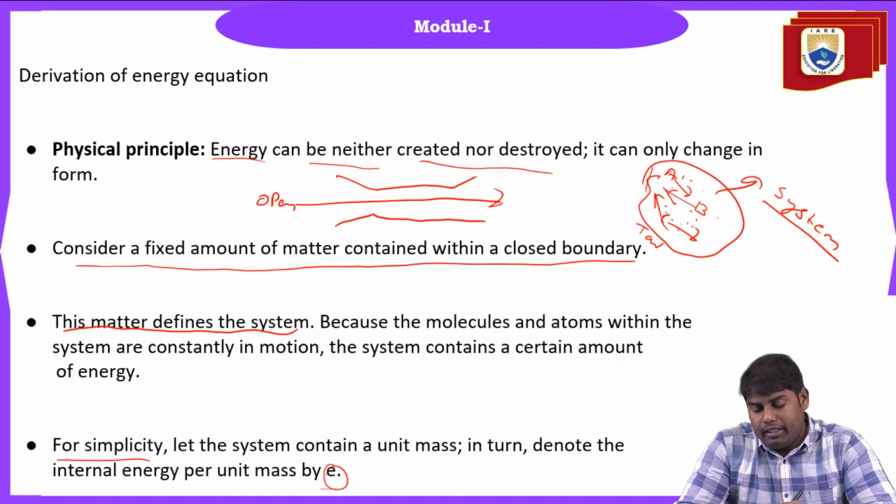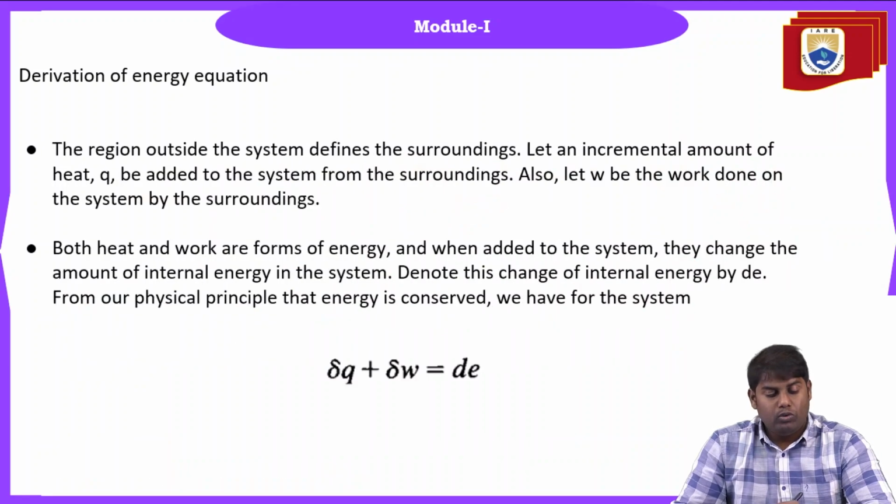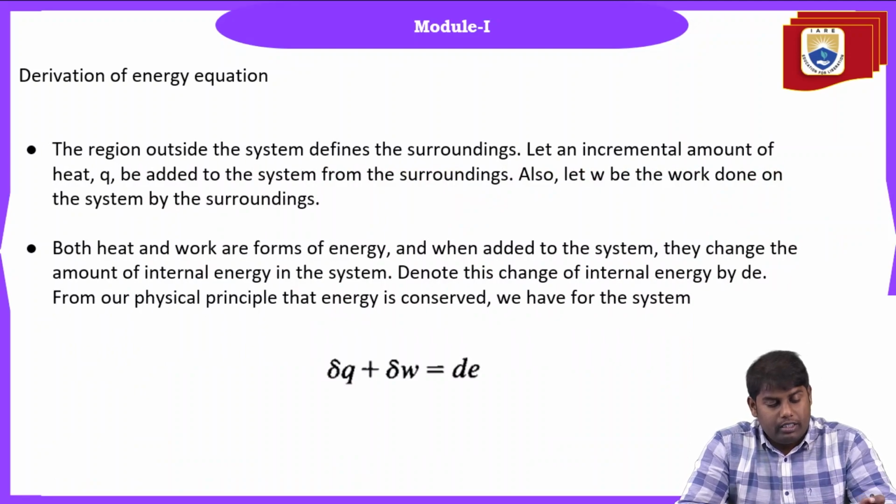So if you take this atom, it consists of, let's say, potential energy, kinetic energy, mechanical energy, and vibrational energy. If we combine all these energies, that energy we call the internal energy. Fine.